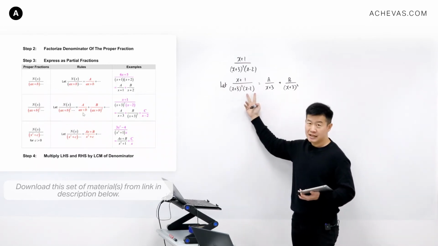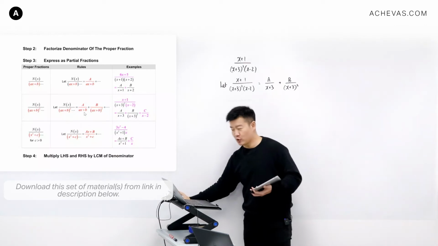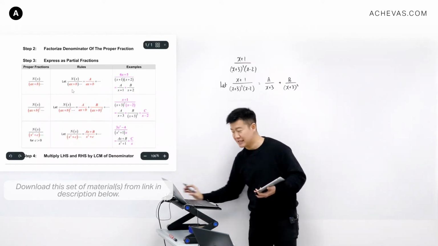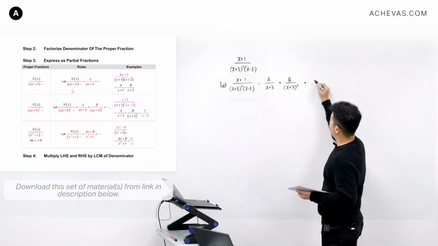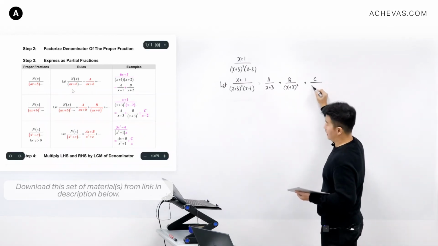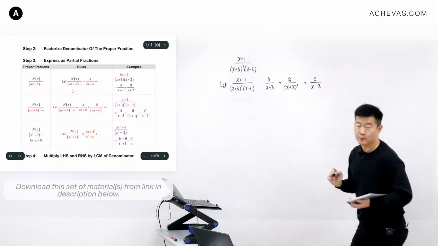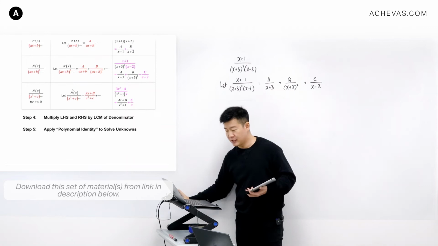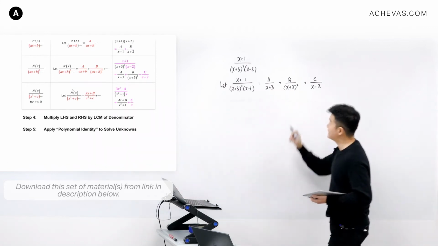And then we have a linear term. If it is a linear term, we're going to go back to make use of what we have in our first row, where the denominator is a linear expression. So this is going to be plus C over x minus 2. And we are still going to try to solve for the unknown coefficients, the unknowns A, B, and C here.